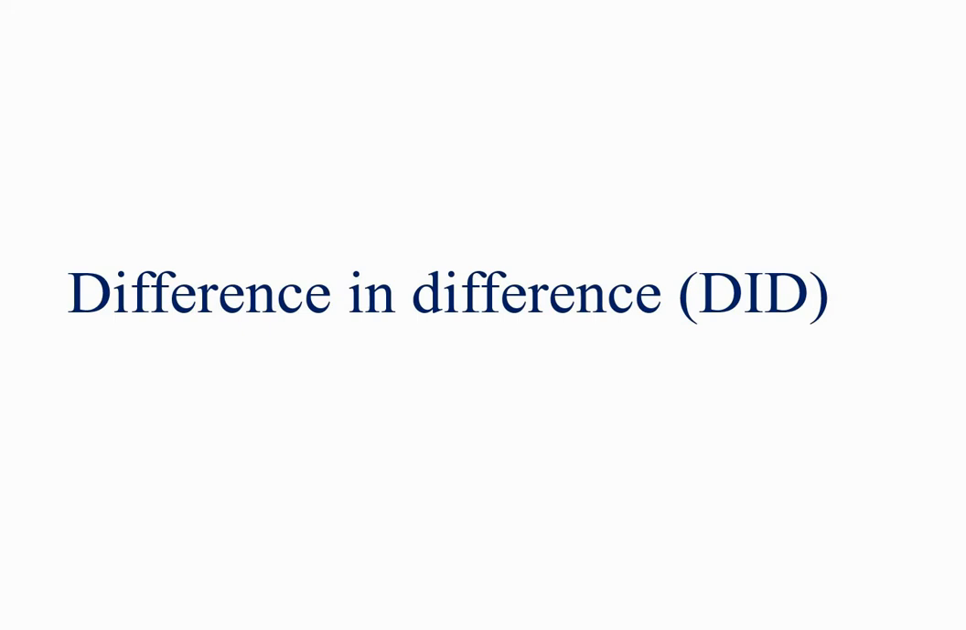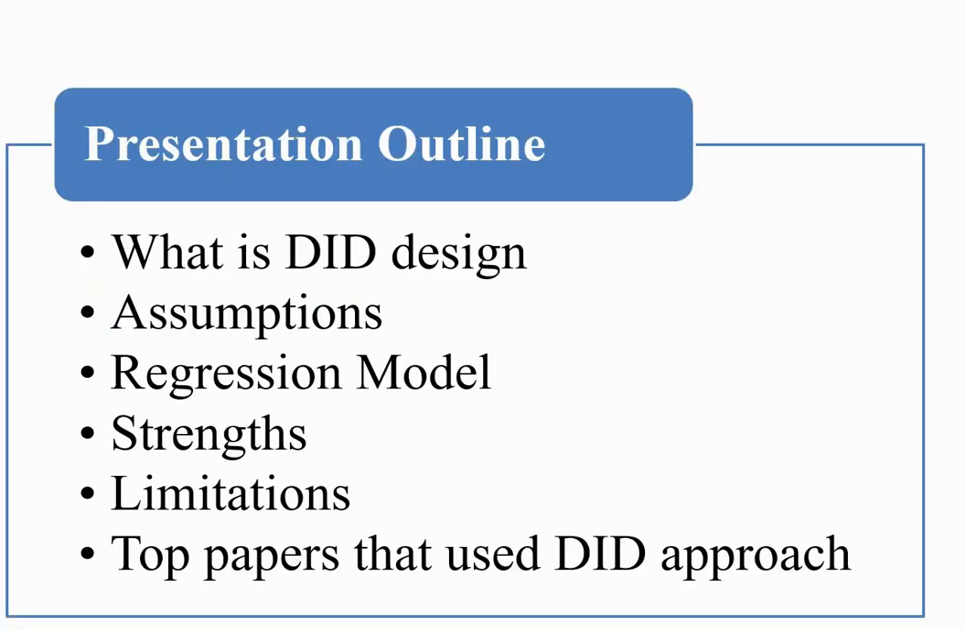about experimental research. So by the end of this presentation, we will basically talk about what DID design is, the assumptions underlying DID research design. We will look at the regression model for DID. We also consider the strengths as well as limitations for using a DID design. And then also I will introduce you to some top papers that use DID approach.